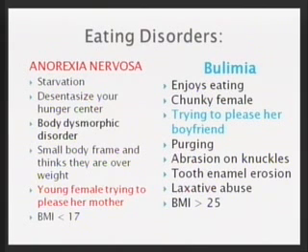Versus jump over to bulimia. Thinks or enjoys eating, chunky female, tries to please her boyfriend. This is somebody who loves to eat, but then feels guilty about it afterwards. Loves to eat, but feels guilty about it afterwards. Purging, the abrasion on the knuckles, tooth enamel erosion.